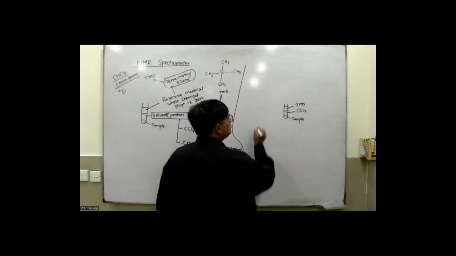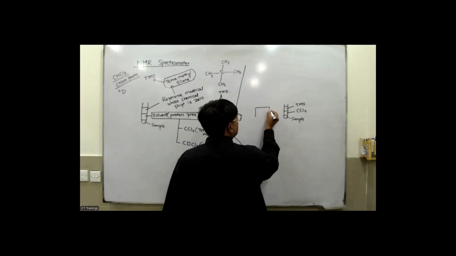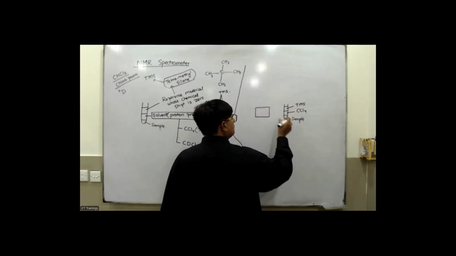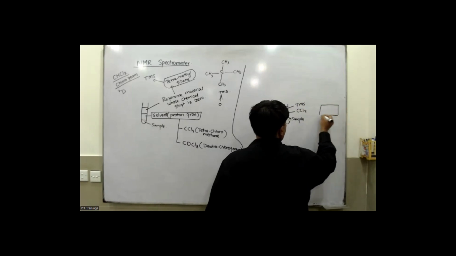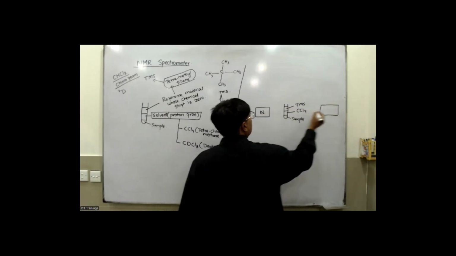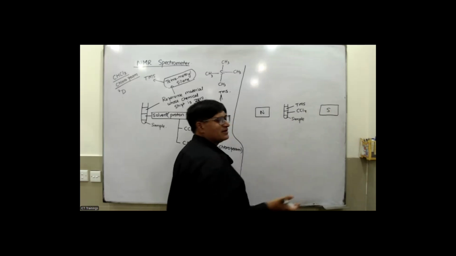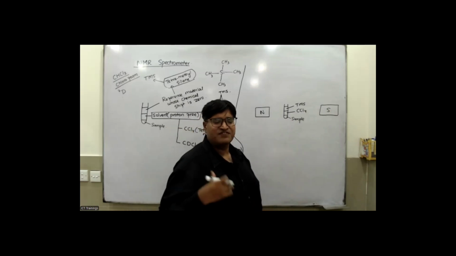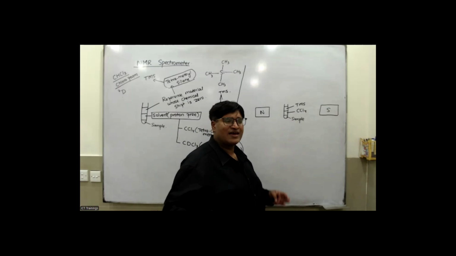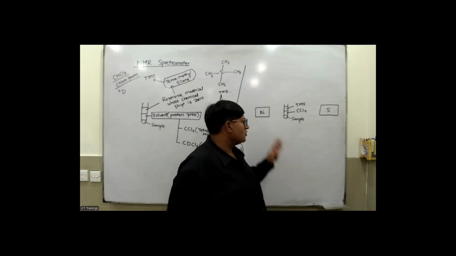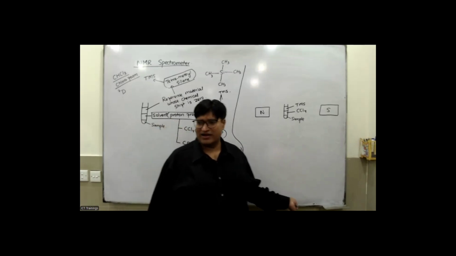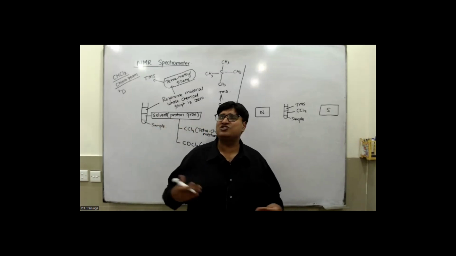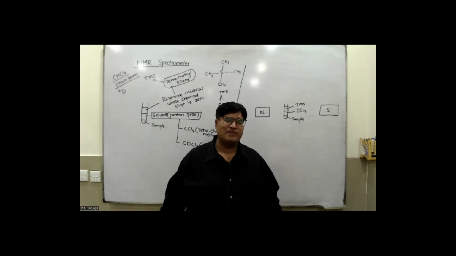Okay. Now, what should you do? You should take this test tube and put that test tube in a magnetic field. That magnetic field could be an electromagnet or it could be a permanent magnet, depending on you. If it is an electromagnet, then you can change the strength of the magnetic field, because we have to change the strength of the magnetic field.